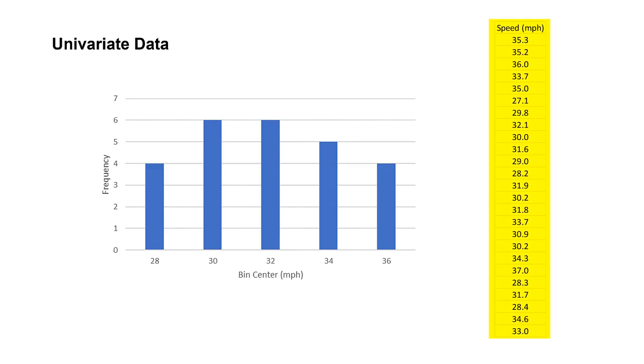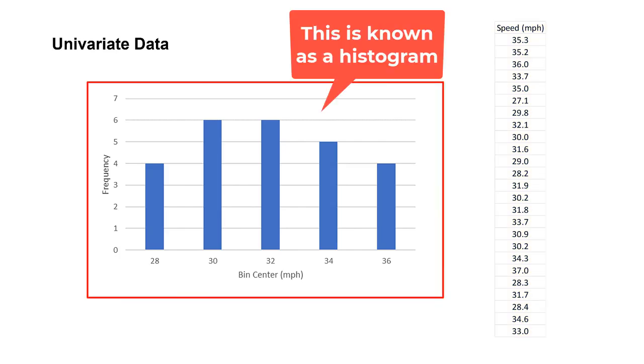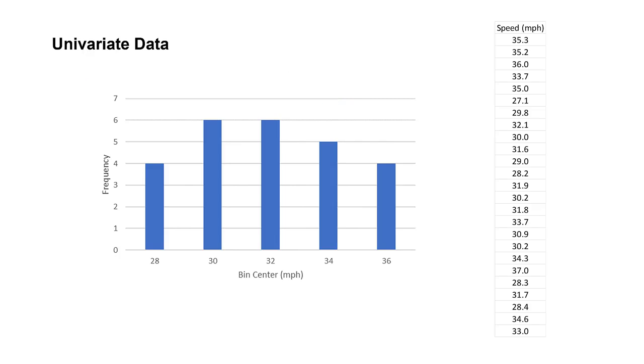We have a bunch of speeds rounded to the 10th place, and we can put it into something known as a histogram. This is really the only way to visualize univariate data. You're sort of just preparing a distribution. On the y-axis here is the frequency, or the number of observations that lie in a particular bin. On the x-axis here, this is the miles per hour, but we've taken all of our data points, our observations, and sorted them or put them into these bins.